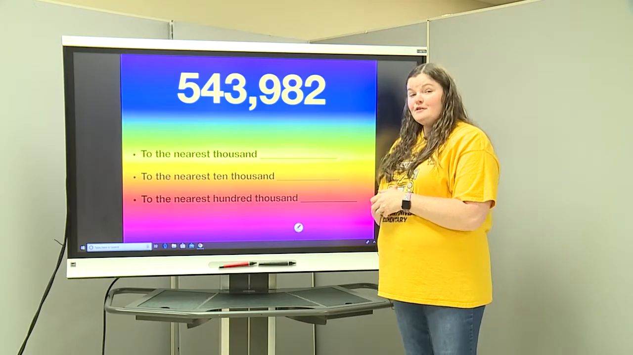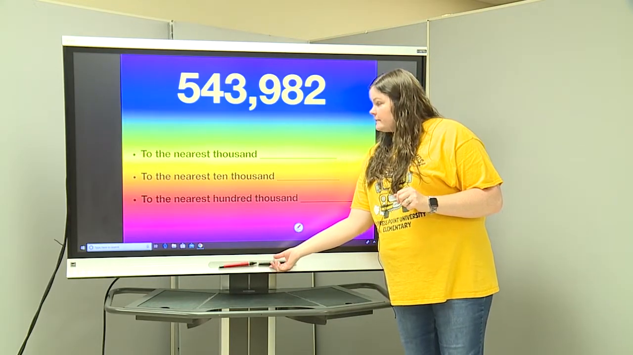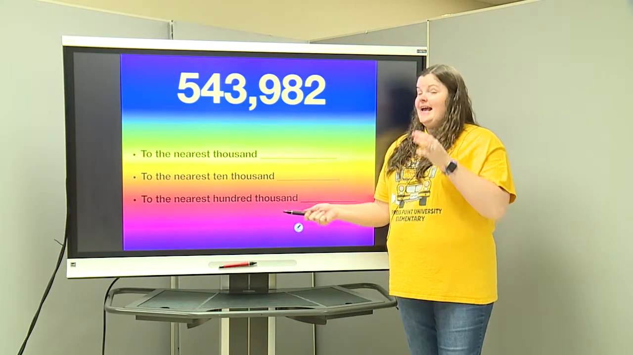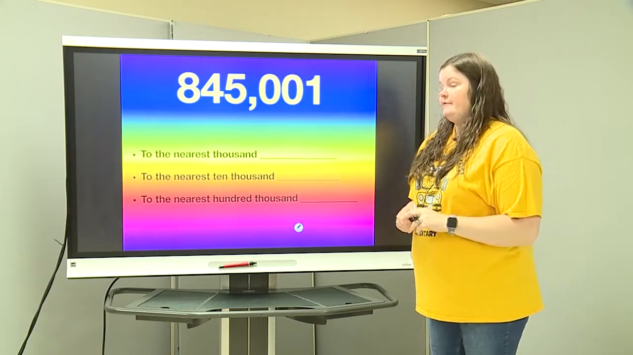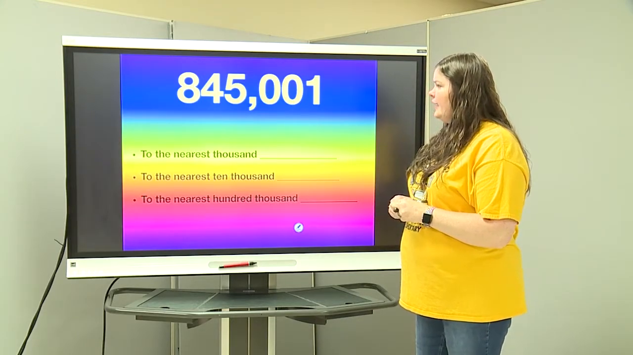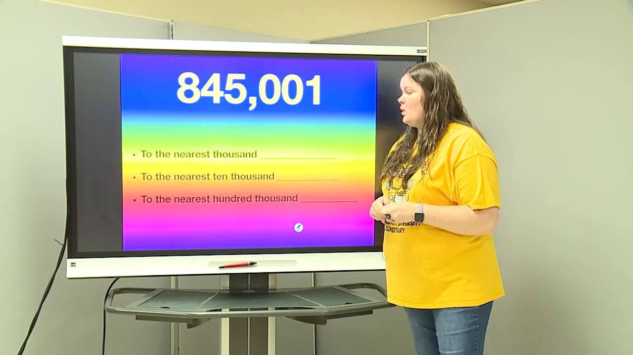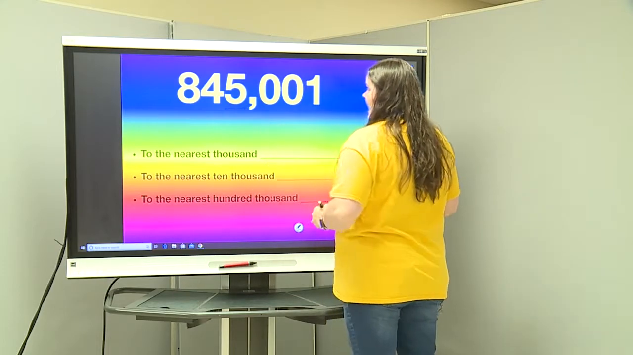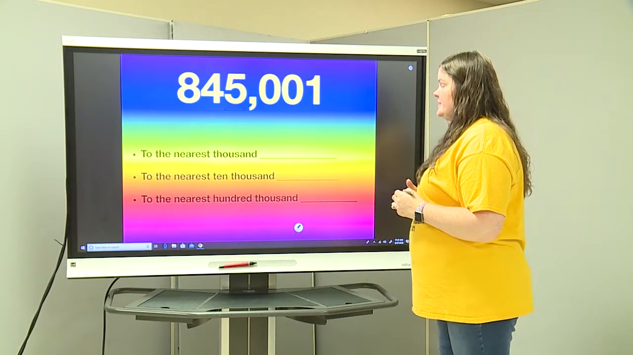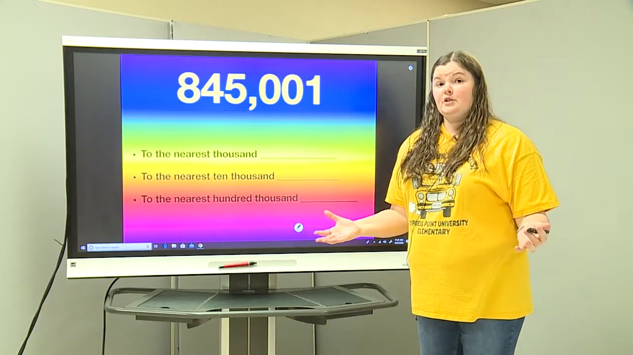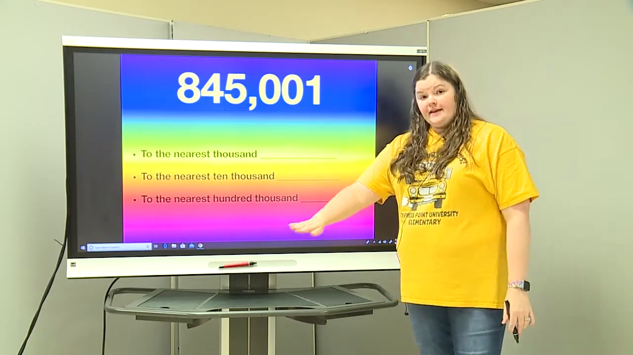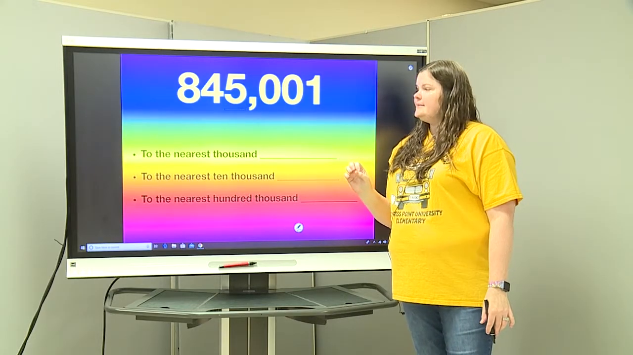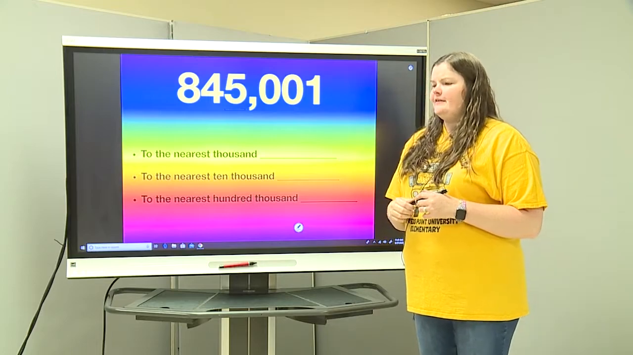Okay, here's another one where we're going to take one number and round it this time to the thousands, the 10,000s, and the 100,000s. So we're going to round it to 3 different place values. This one is 845,001. Let's look at it to the nearest thousand. My 5 is in the thousands place. So my vertical number line would be 845,000 and 846,000.